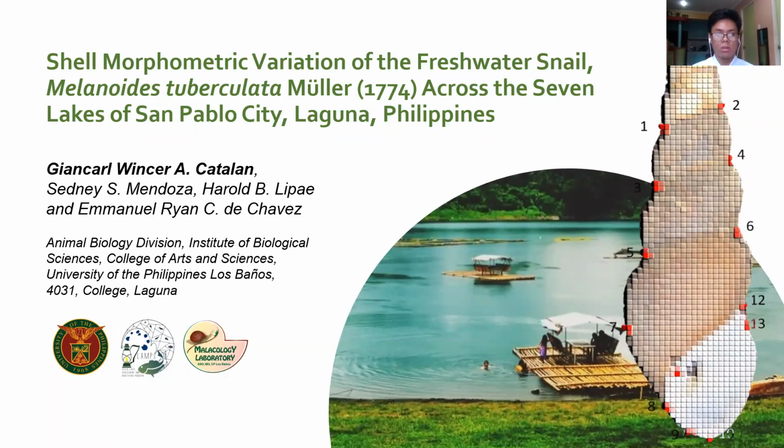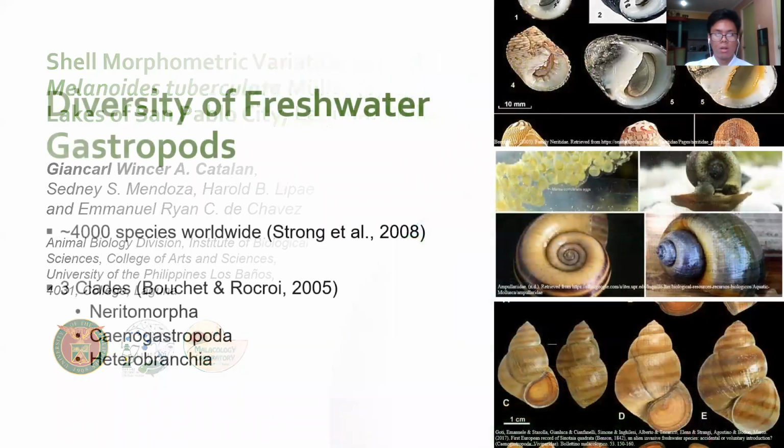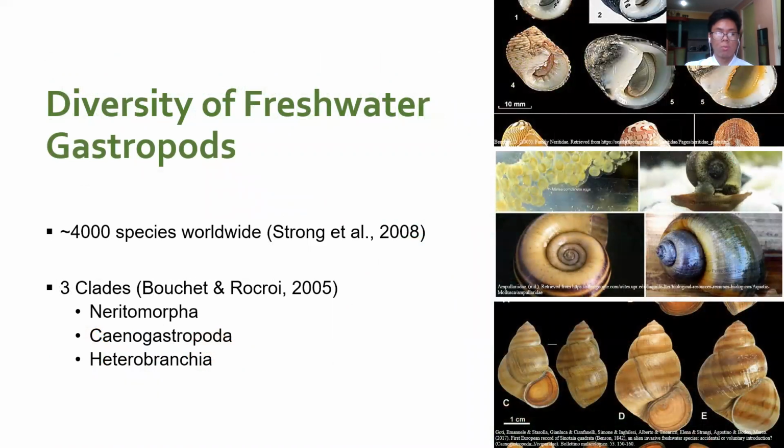Hi, good day everyone. So this is my thesis entitled Shell Morphometric Variation of the Freshwater Snail, Melanoides tuberculata, across the 7 lakes of San Pablo City, Laguna, Philippines. Freshwater gastropods are a group of invertebrate mollusks that are very diverse in nature since there are approximately 4,000 species identified worldwide. And these are composed of 3 clades, which are Eritomorpha, Cynogastropoda, and Heterobranchia.